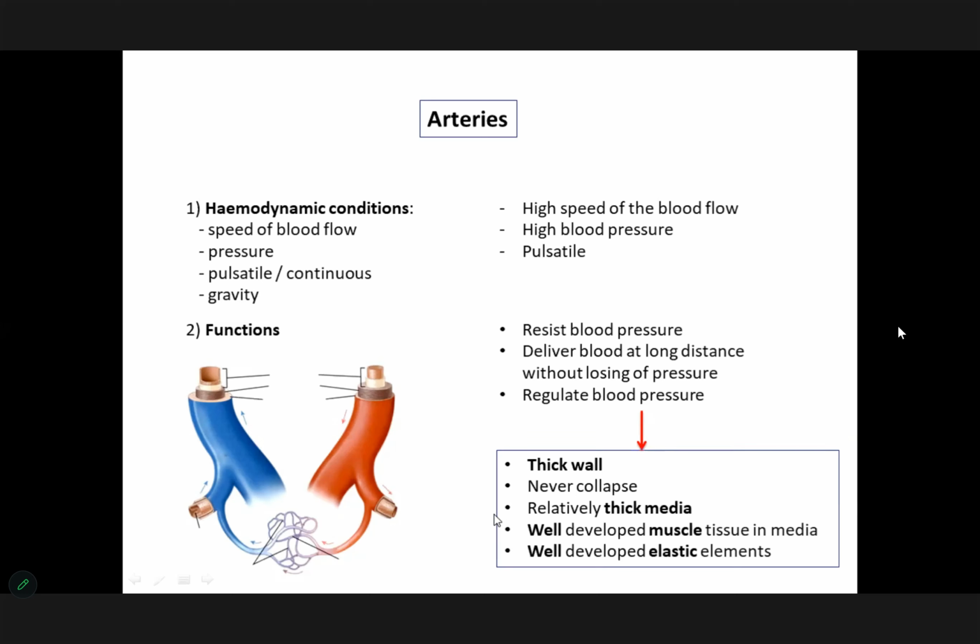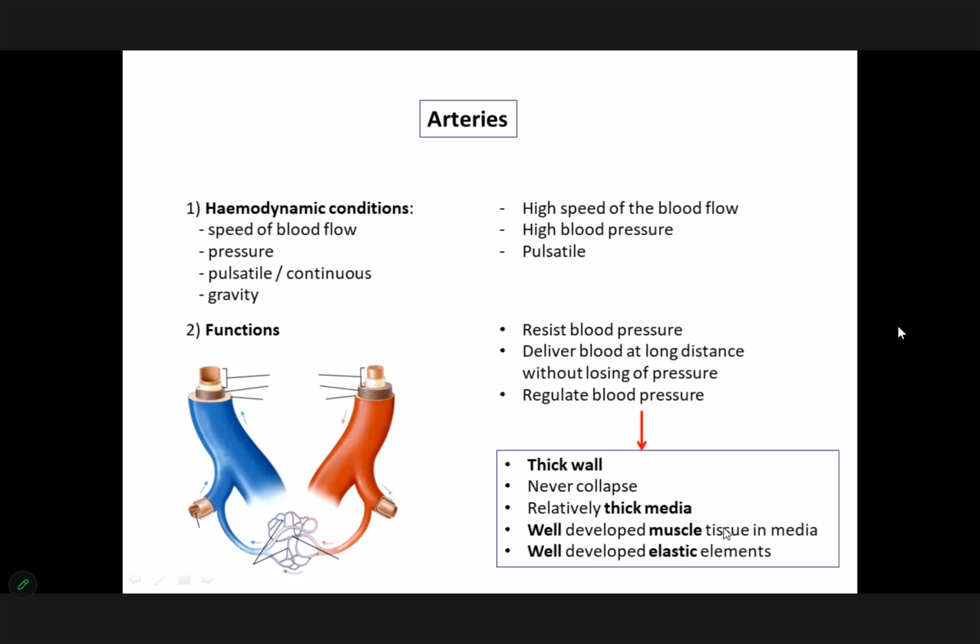They have a relatively thick media, and in this media they have very well developed muscle tissue and elastic elements. Well developed means that in a histological section we will see a lot of such elements. Well developed means we see many of something. We will see many muscle cells. We will see many elastic elements.